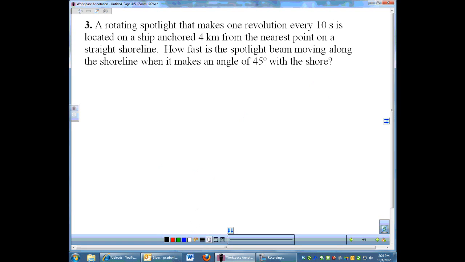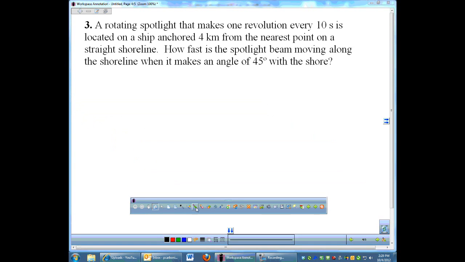Okay, so let's try to draw this picture. We have a ship anchored off the shore. We have a straight shoreline, which makes this problem a lot easier. So we'll call that the shore. This side is land. And we have a boat sitting out here in the water. So here's our boat, give me a sail. And our boat has a light on it. So here's a light, and the light is revolving. The light's going in circles.